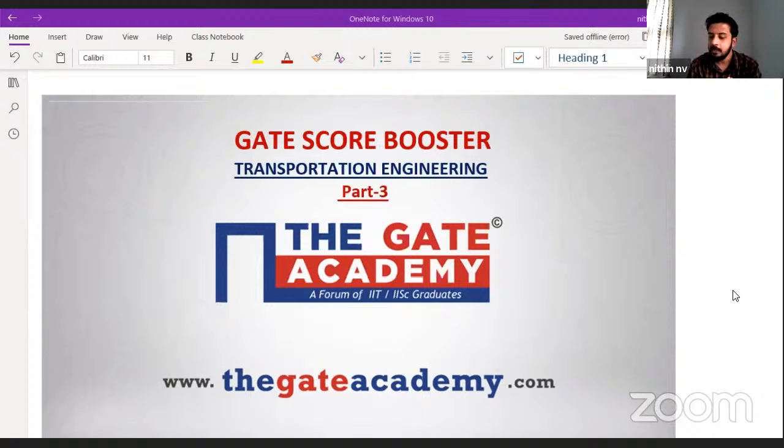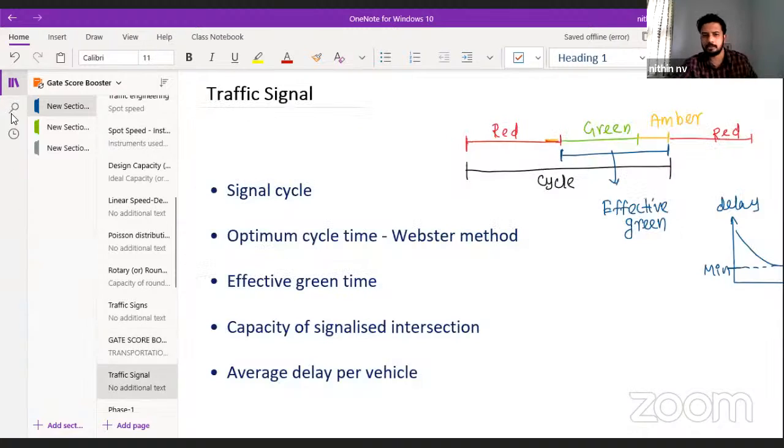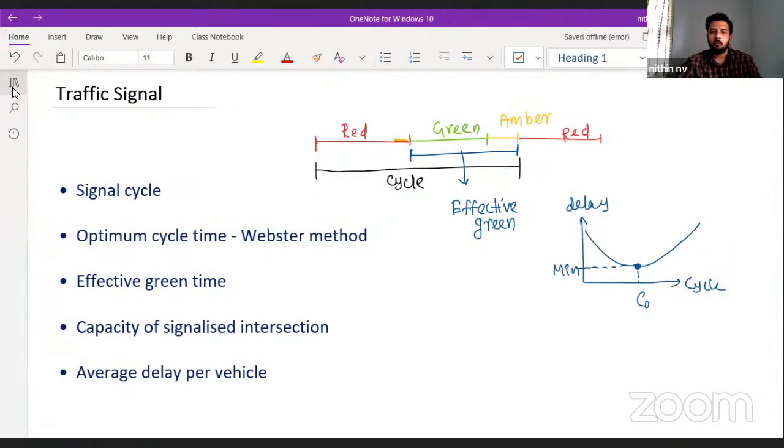Okay. So I'm just giving a basic introduction, something like what we were discussing in the last session. We have seen what is signal cycle. We have seen what is optimum cycle time. Regarding Webster's method also we have studied. Effective green time, we have seen what it is and what the equation is. We have solved the questions also. Then capacity of signalized intersection, that also we have seen.